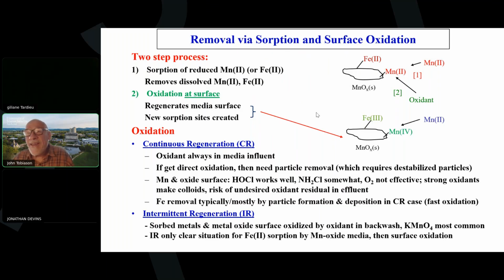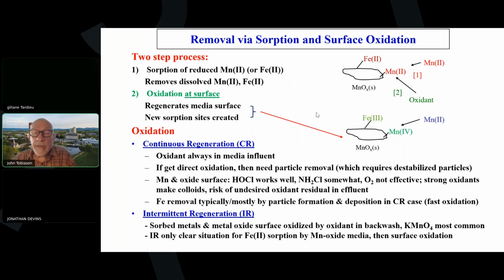Unfortunately, oxygen is not a strong enough oxidant to oxidize adsorbed manganese or iron. Well, iron it will, but not manganese. I wish it was. If it was, it would be a lot easier to deal with manganese. Mostly iron removal, if we add an oxidant continuously, is by particle removal, because the iron is so rapidly oxidized by any oxidant we add, just about under most conditions.